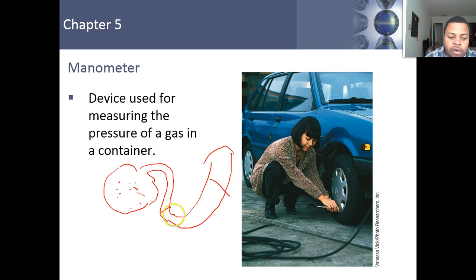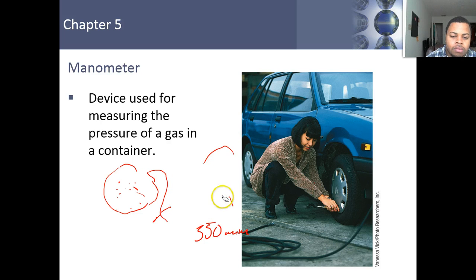So they would measure this distance, and if this distance was, say, 350 millimeters, then you knew the pressure of the gas had to do with 350 millimeters. Okay, now let's go ahead and get rid of my horrible drawing. Next time I'll just try to find a picture. It's okay. We'll keep moving.